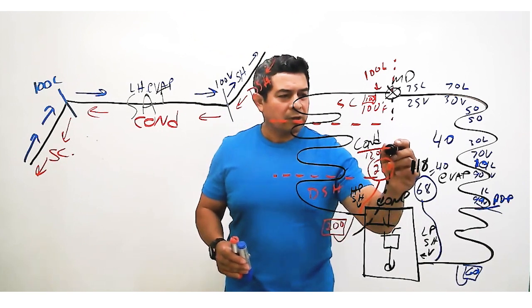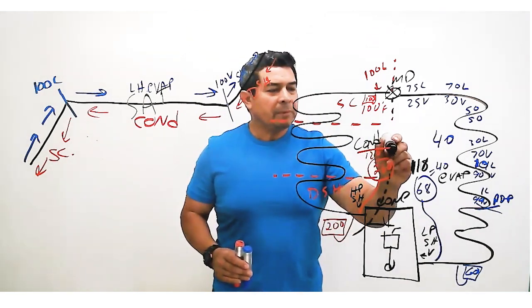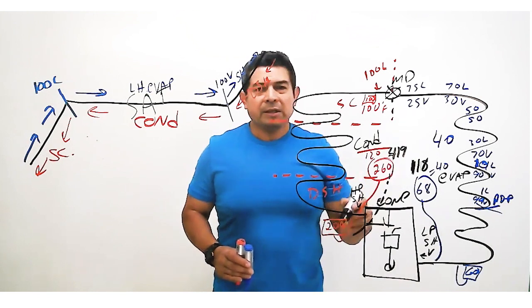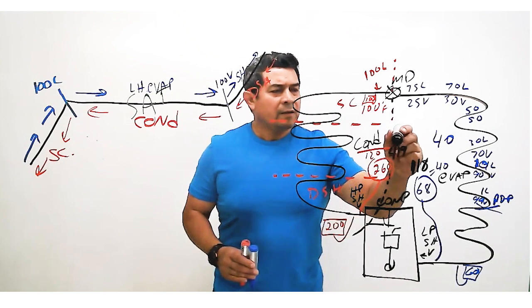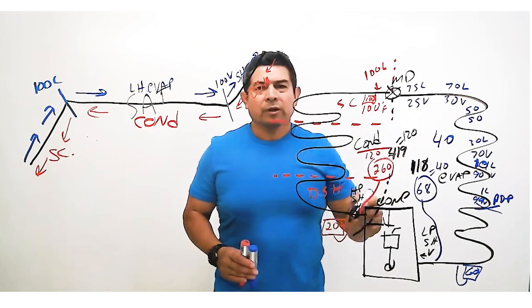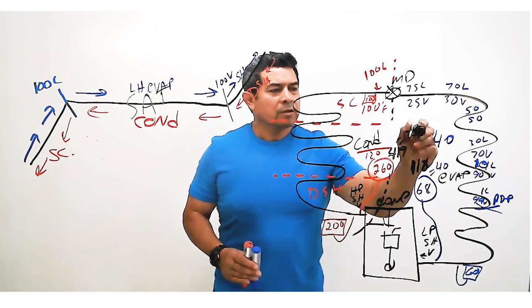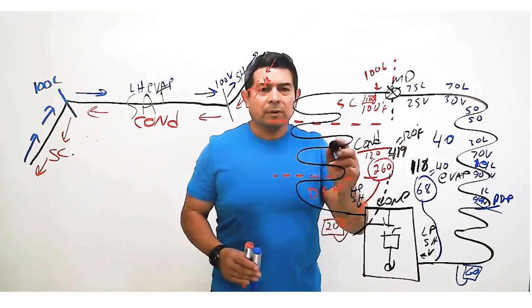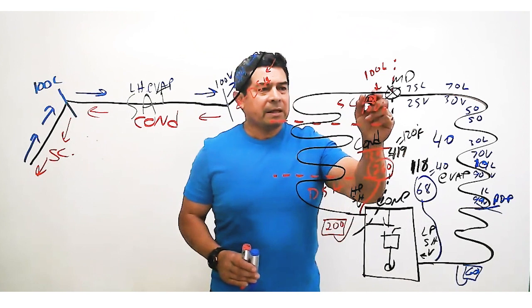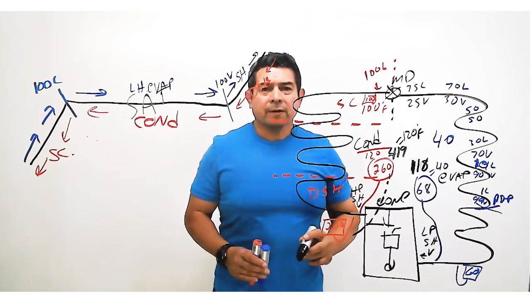Let me see, I'm running out of room here. It's going to be about 419 psig. Whether it's 260 or 419, this is going to equal 120 degrees. 120 degrees Fahrenheit. That means that my saturation temperature is going to be 120. When I take my temperature up here, it is 100 degrees Fahrenheit.